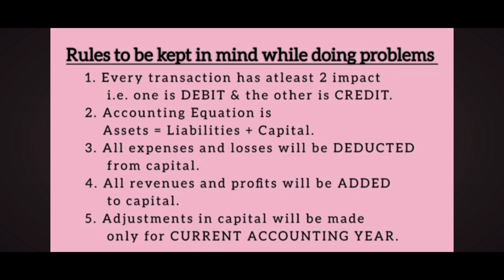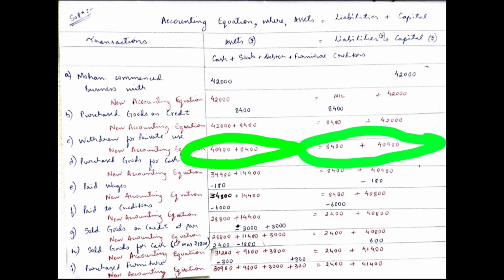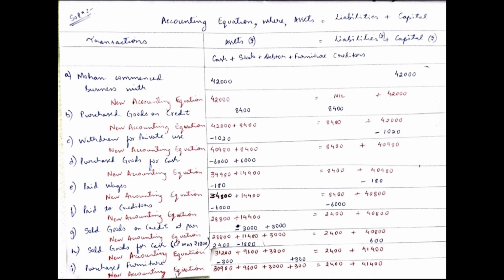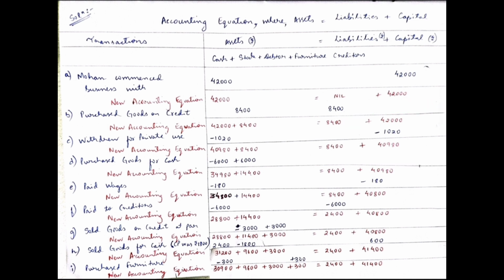Now if you draw a line, in the cash column it will be 42,000 minus 1,020, which gives us 40,980, plus our stock remains unchanged, 8,400, which is equal to our liabilities, which also remain unchanged. We did not pay our liabilities. So we bring down 8,400, plus our capital, earlier 42,000. Since drawings of 1,020 has been deducted from the capital, it gives us 40,980. If you see, assets is equal to liabilities plus capital.